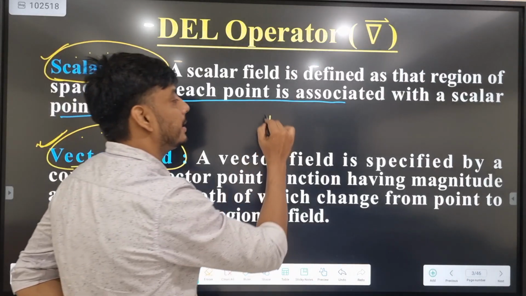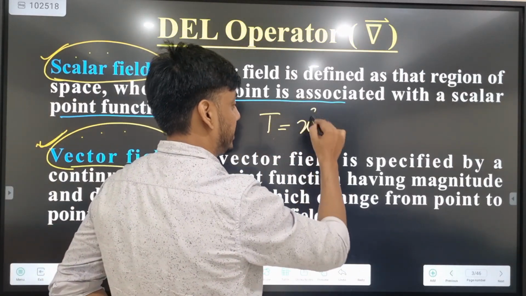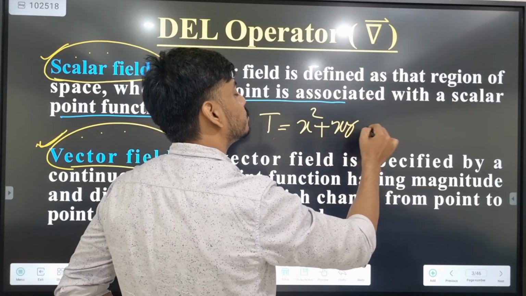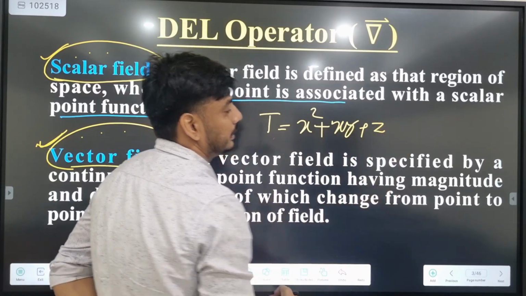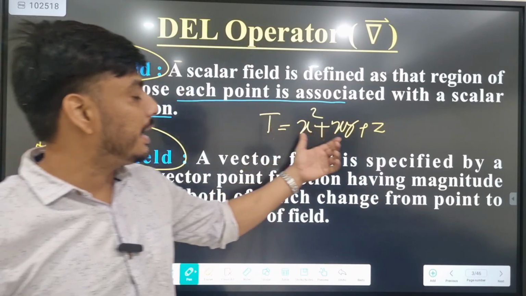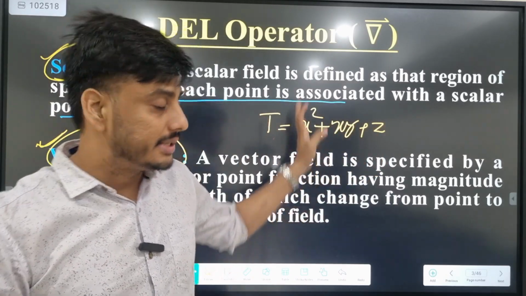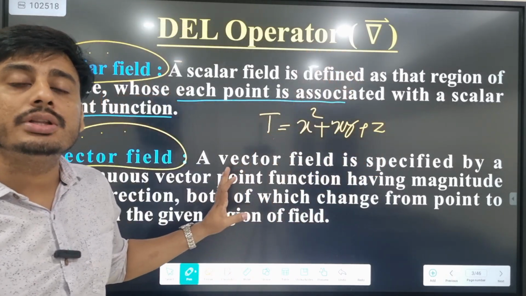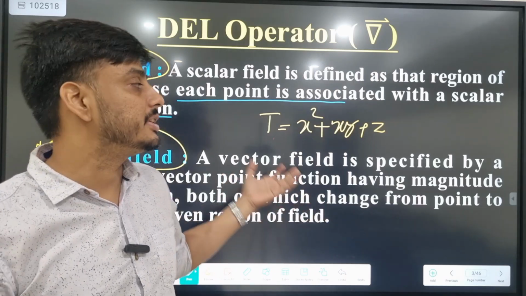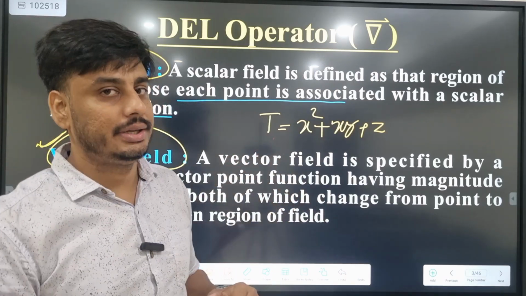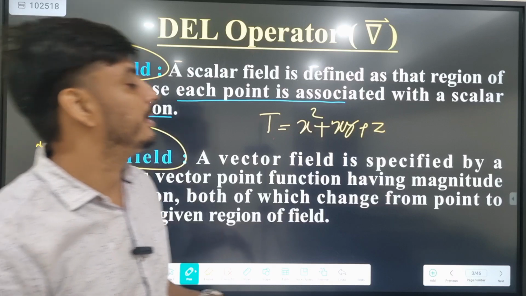For example, if you consider temperature, suppose temperature is given by a function x squared plus x y plus z. That means whatever values of x, y, z you take, that point represents a particular temperature. So that is a scalar field. Similarly, if any vector function is represented over the region, that is said to be a vector field. That entire field or area is said to be a vector field.